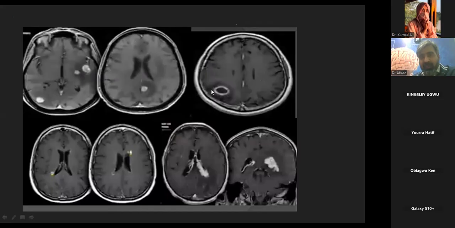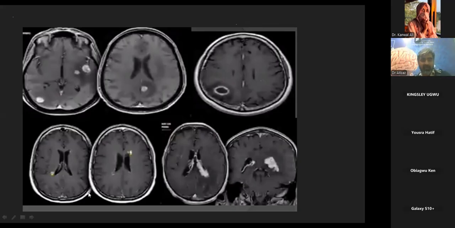So what kind of lesion is this one? Yes, please. A brain abscess. Why? Excellent. Why is it a brain abscess, not a high-grade glioma, or you can say GBM? The ring enhancement is regular and smooth. Yes, there is a regular, smooth enhancement. That's why we call it a brain abscess.